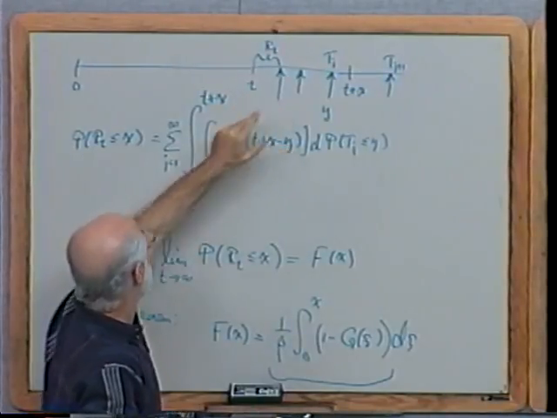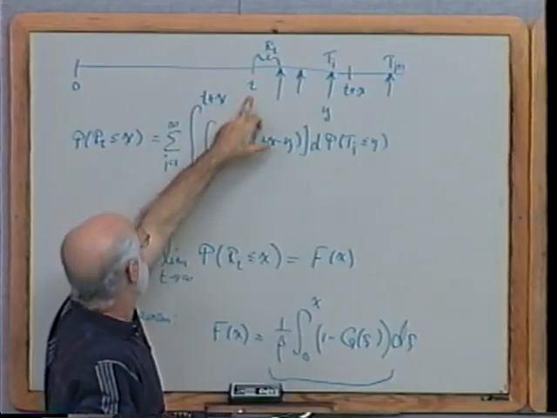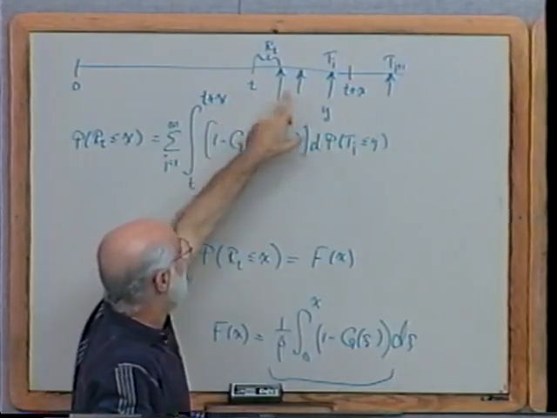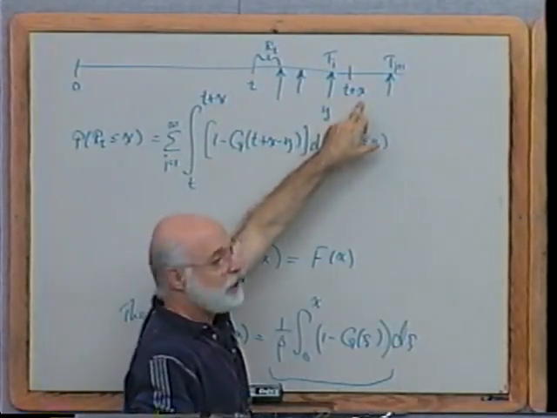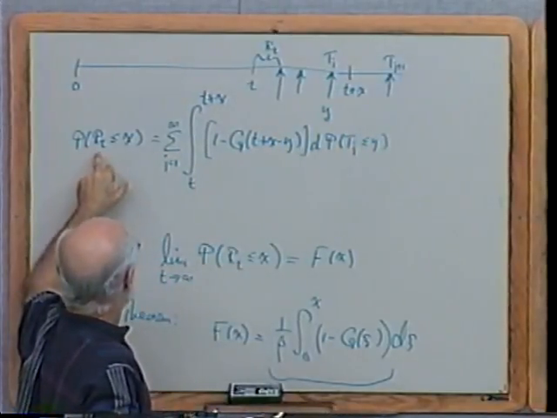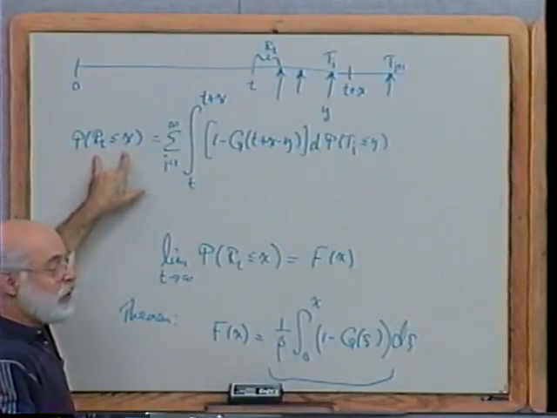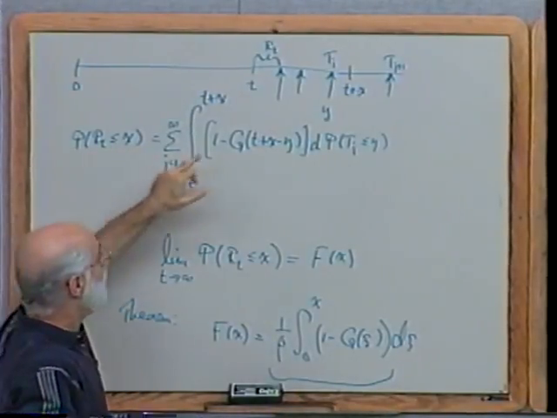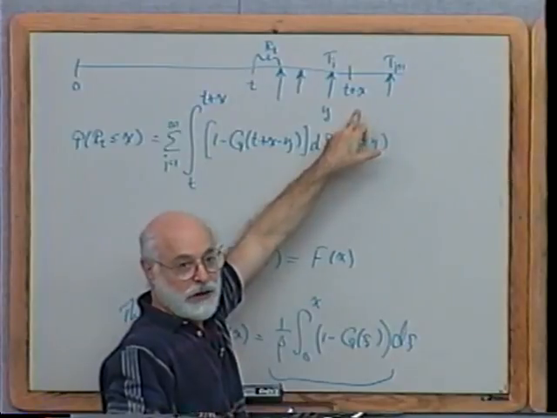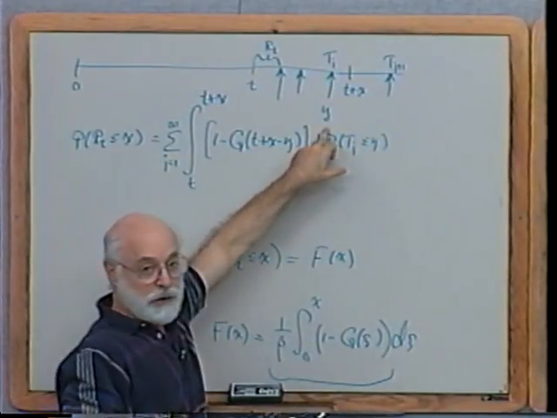the next renewal, is less than or equal to x. So I take my value t, and then I add on to that a value x, so I have an interval between t and t plus x. And then I say that the time from t to the next renewal will be less than or equal to x if there is at least one renewal between t and t plus x. And if there's at least one, then there has to be a last one.